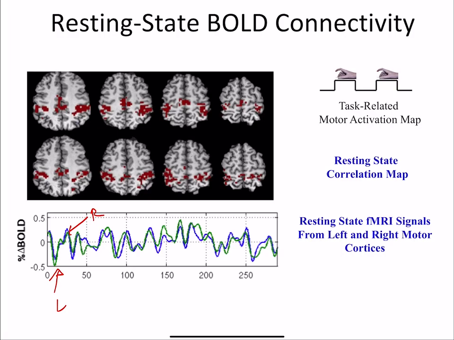And so what you're showing here is where the subject was actually tapping their fingers according to a task. And here we're asking the question, what areas of the brain go up and down as they're tapping their fingers? In this case, we actually have the subjects just lying there quietly and we just pick one voxel, say, in that region of the brain, and then we ask what other parts of the brain are acting like that voxel. And you get very similar maps. Okay? So it turns out that in the resting state, your brain has this very amazing functional organization.